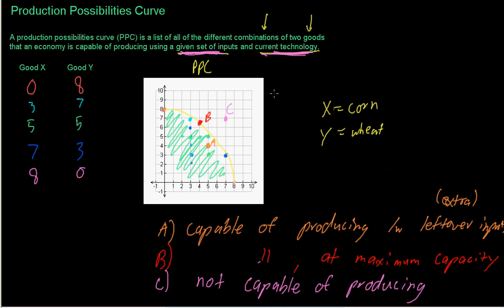So if you got more inputs, like in the case of a farm, if you got more land or maybe better equipment or more seeds, then you could probably produce at point C. Or if you got better technology, maybe a new kind of seed that was way easier or that grew way more, then maybe you could produce it. But with the given set of inputs and current technology, this economy is not capable of producing beyond its production possibilities curve. So it's not capable of producing at C.